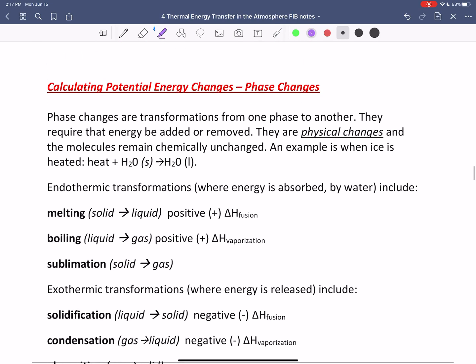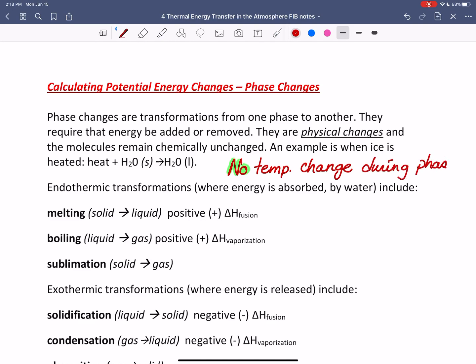So here you can kind of see the phase changes and transformations. They are physical changes, therefore there is no temperature change during a phase change, okay? So what that means is that water freezes and melts at the same temperature. Water will freeze at 0 degrees Celsius. Ice will melt at 0 degrees Celsius. That's where we have the phase change.